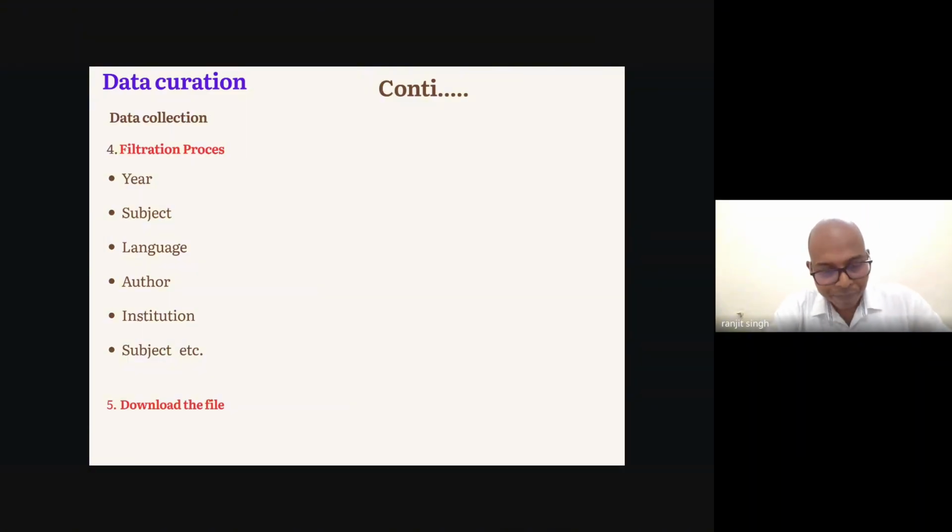If you are downloading your data from Web of Science, at a time Web of Science can download a maximum of only 500 articles, not more than that. So if your article count is 2500, then you have to download 5 times, because the maximum capacity of Web of Science is 500.